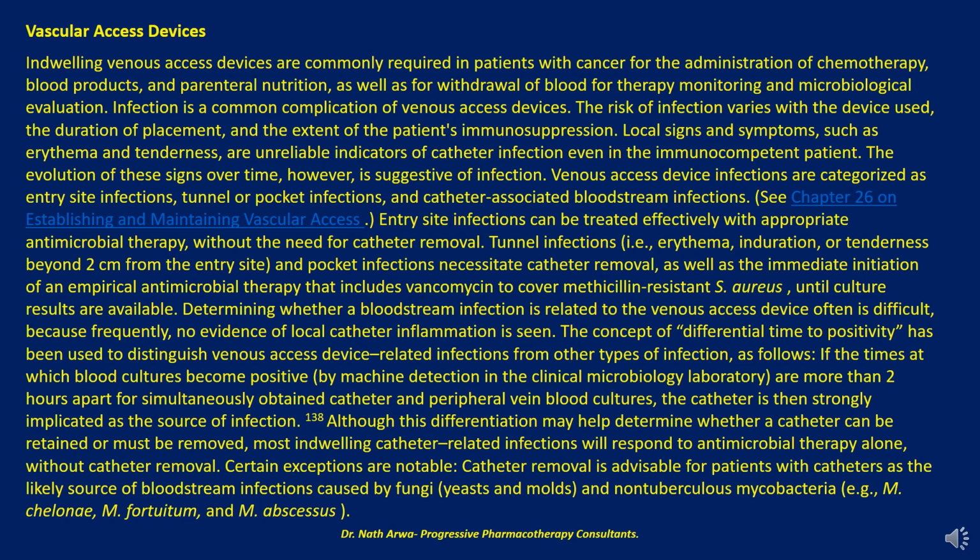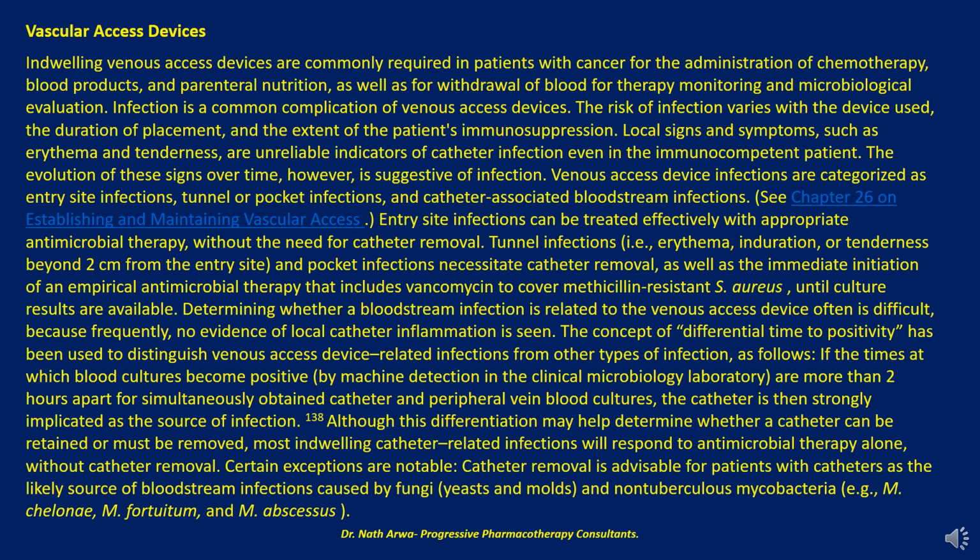Tunnel infections, i.e., erythema, induration, or tenderness beyond 2 cm from the entry site, and pocket infections necessitate catheter removal, as well as the immediate initiation of an empirical antimicrobial therapy that includes vancomycin to cover methicillin-resistant Staphylococcus aureus, until culture results are available. Determining whether a bloodstream infection is related to the venous access device often is difficult, because frequently, no evidence of local catheter inflammation is seen.